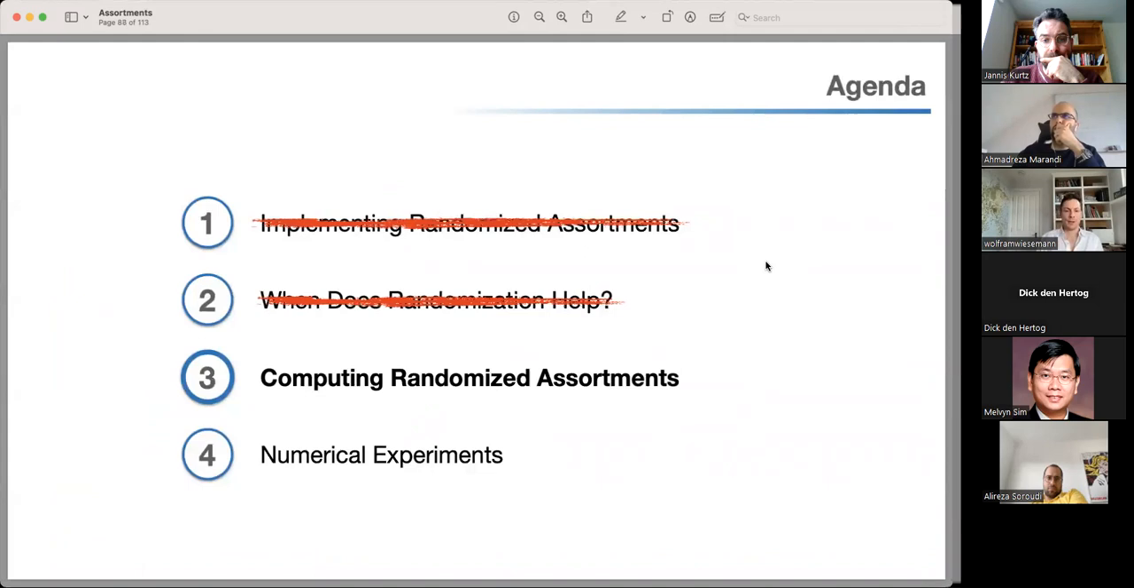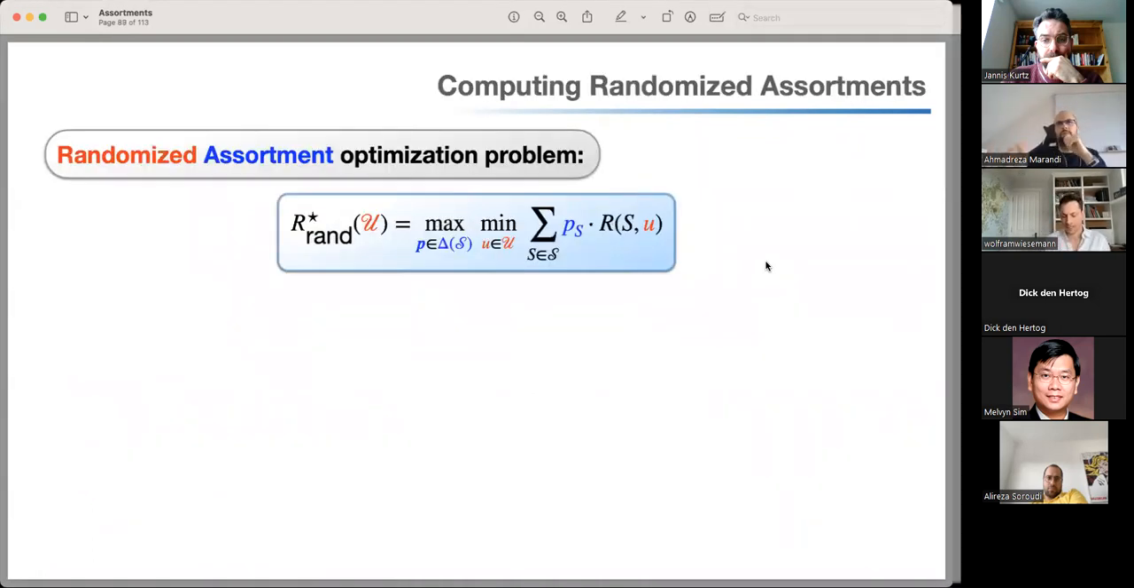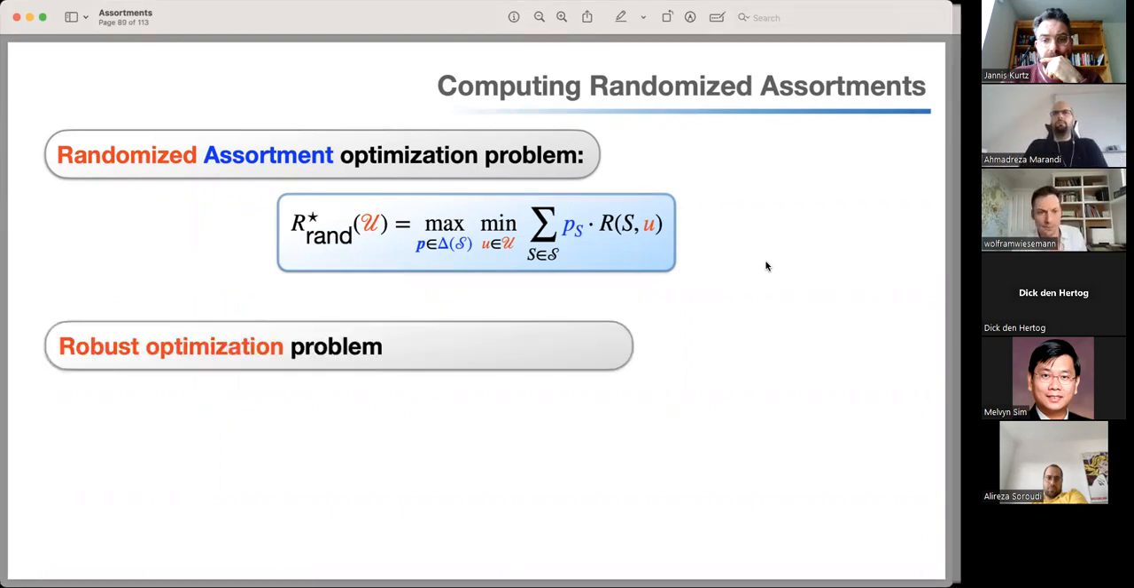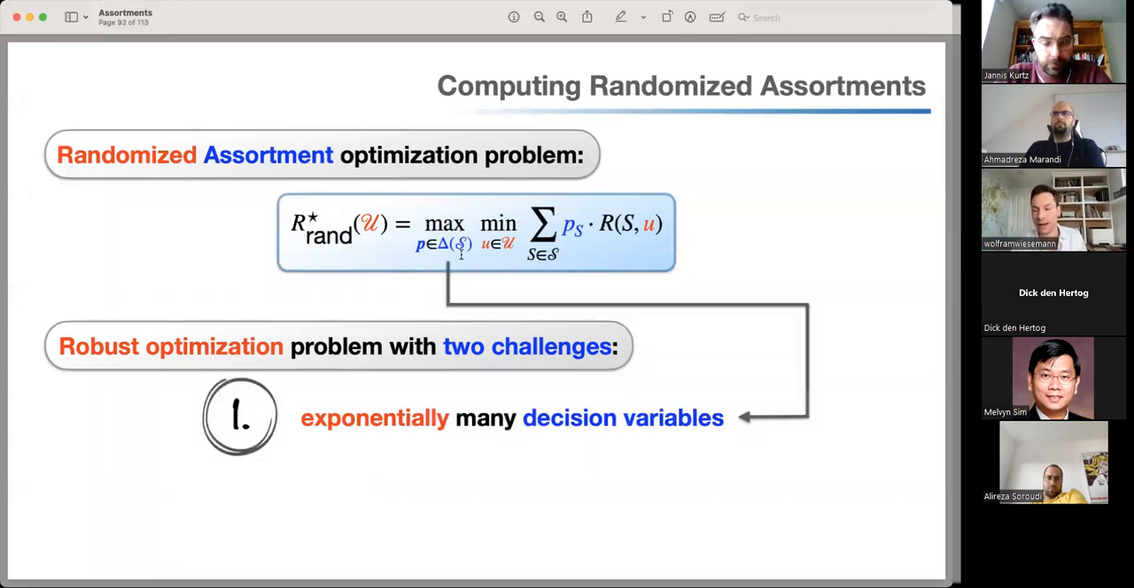All right. So this addresses the question of when randomization helps in the robust problem formulation. Now, let me briefly tell you how we compute randomized assortments. Basically, this reduces to the solution of a single-stage robust optimization problem, but with two, let's say, extra challenges. The first one is that we have a lot of decision variables here. We have exponentially many decision variables in the number of products, because the number of feasible assortments is typically exponential in the number of products.